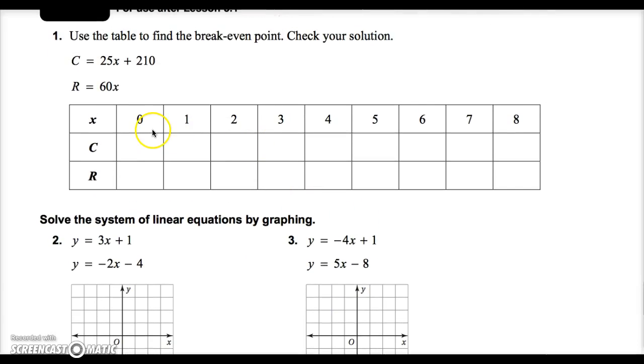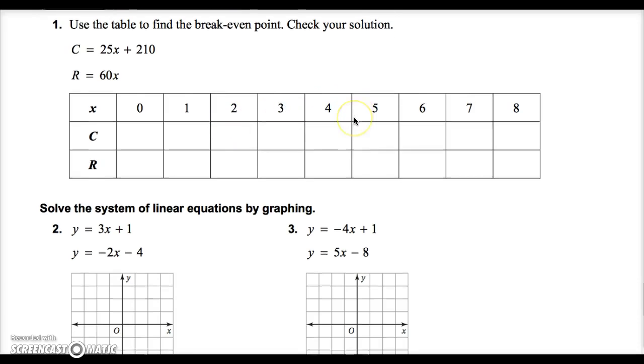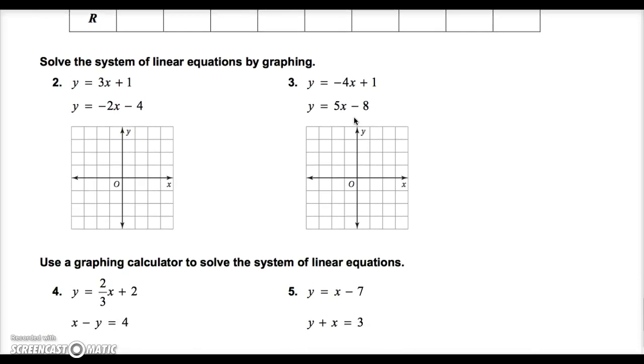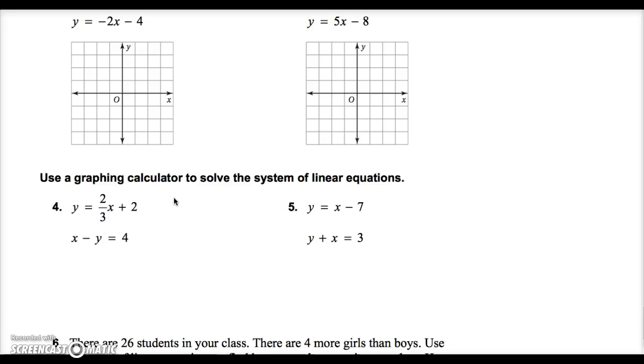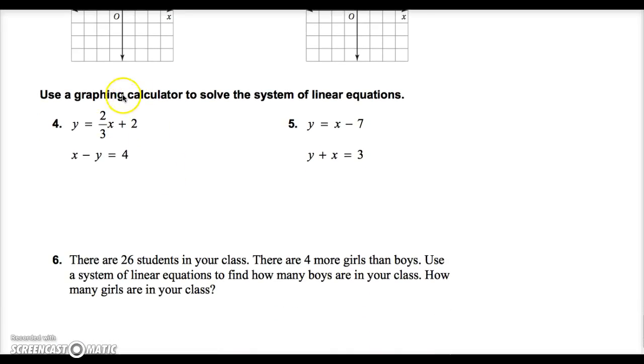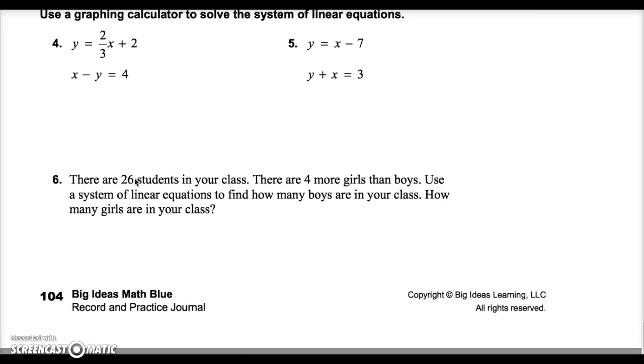If you notice, number 1 is basically the same thing. You have your two equations, and you're just plugging each one of these numbers in for x. Okay. For 2 and 3, they give you an equation, and if you notice, the equations are all already in slope-intercept form. Really easy to graph. Okay. 4 and 5 says to use a graphing calculator. Again, we don't need to do that. But I want to look at number 6 really quick.